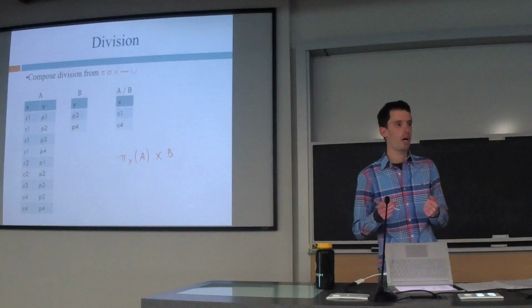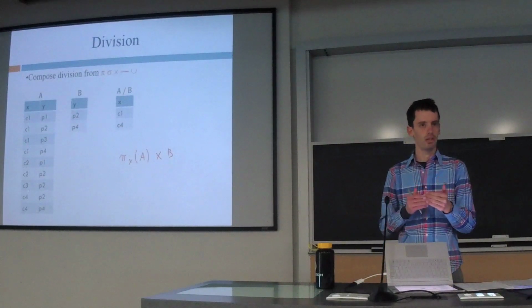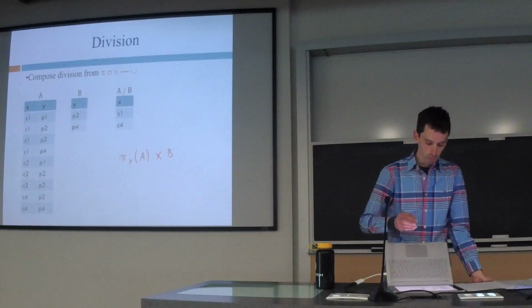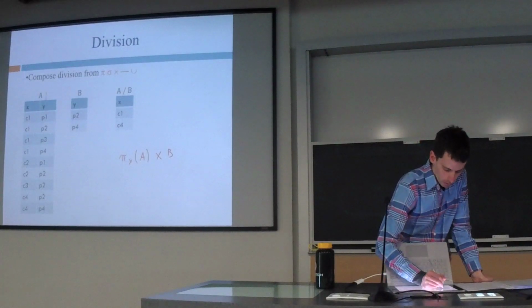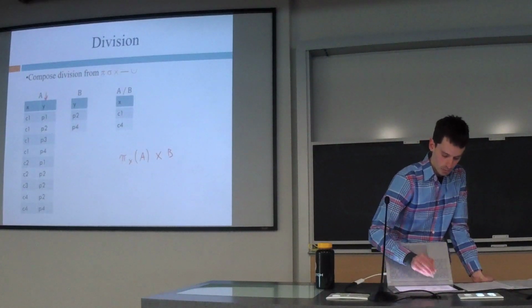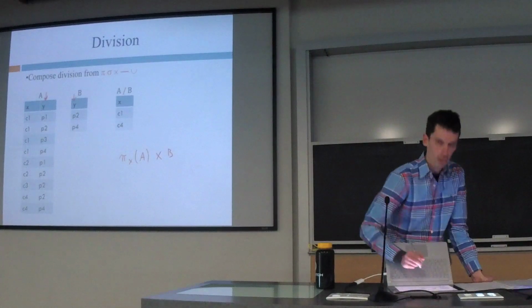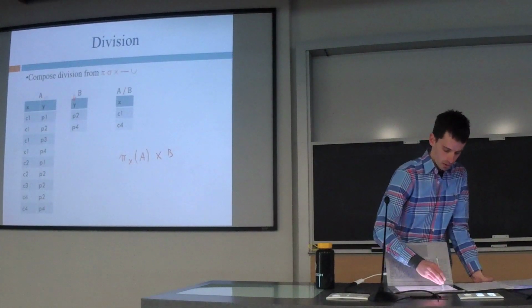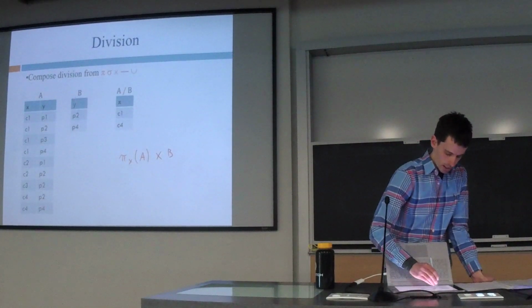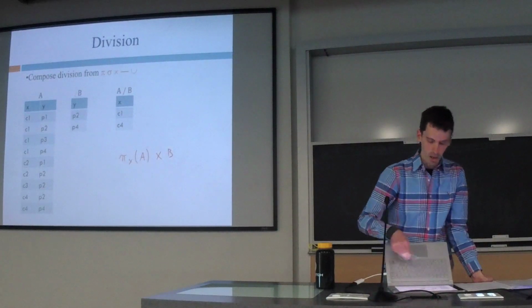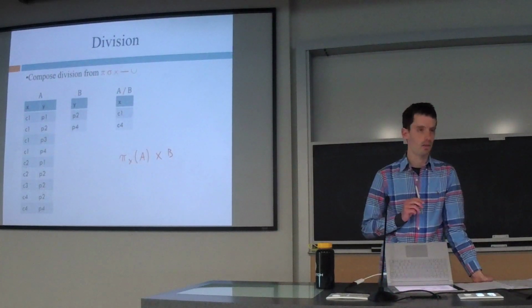But it's only the Y's that show up in the parts we're interested in. So cross with B, I'm not crossing it with all of the Y's in A. I'm only crossing it with the Y's that we care about. So like P3 and P1 will not show up in this cross product.